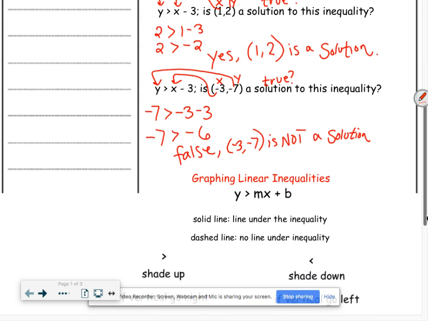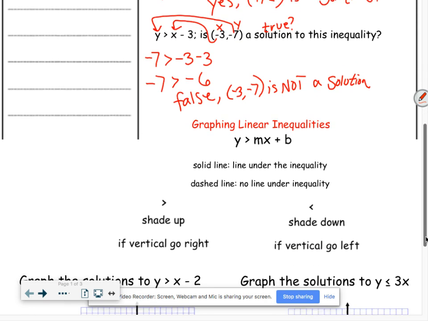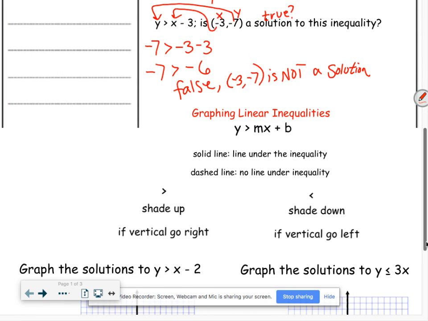Speaking of graph, let's do our second learning target. Now we're going to graph linear inequalities. So again, that just means y is greater than mx plus b. Remember, your m is your slope, your b is your y-intercept. I'm just going to say y-int.